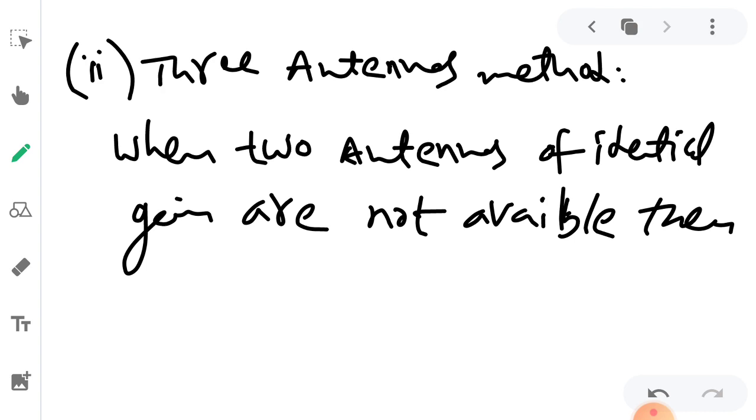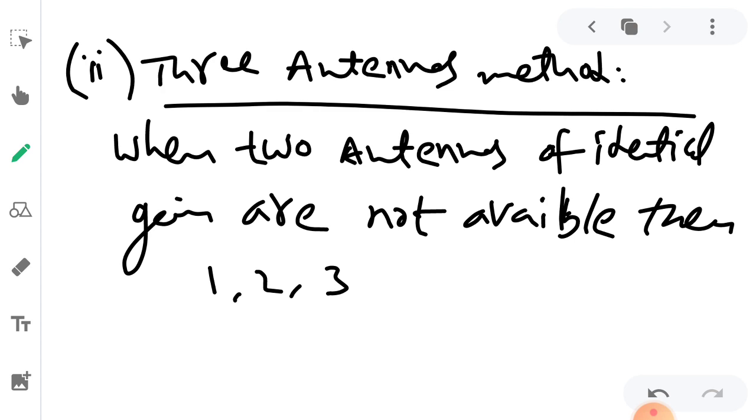That is, like we have taken here three antennas, 1, 2, 3, whose gains we don't know. We need to calculate the gains of these three antennas. That's why it is the three antenna method. So as we did in the two antenna method, where the condition is two identical antennas, but in this three antenna method we don't take identical antennas. When they are not available, then we go for the three antenna method.